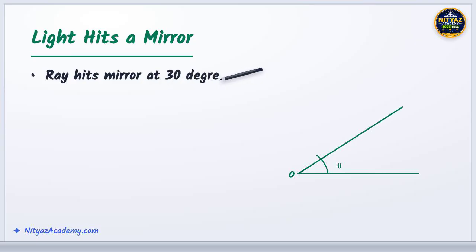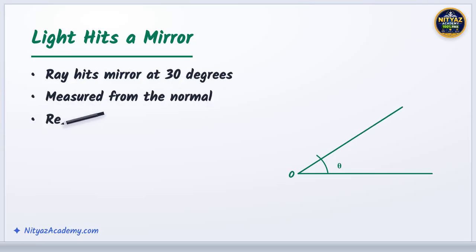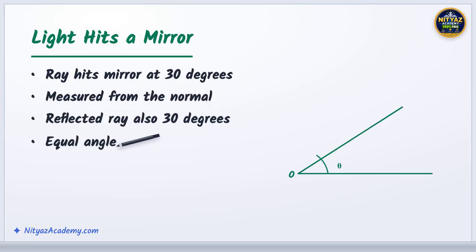Suppose a ray of light strikes a flat mirror at 30 degrees from the normal. The law of reflection tells us the reflected ray leaves at exactly 30 degrees on the other side of the normal. The two angles always match. This predictability is what lets engineers aim laser beams, design periscopes for submarines, and build the precise mirrors inside telescopes.